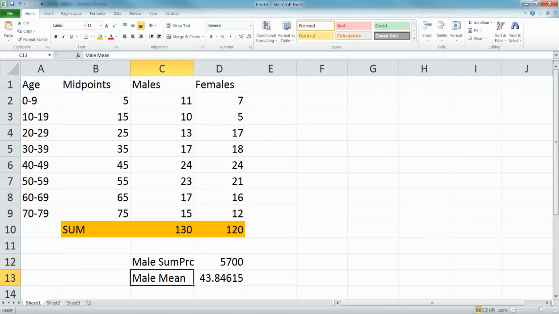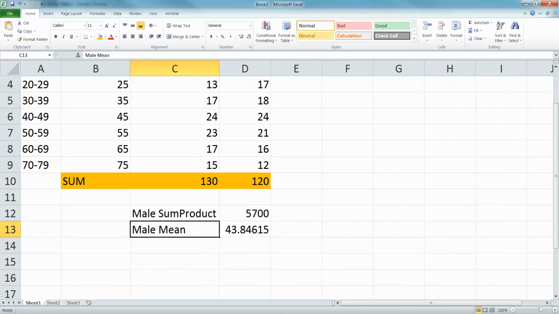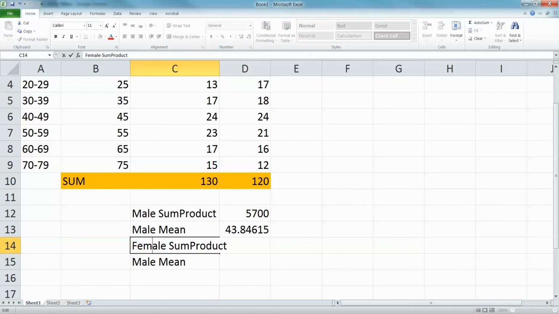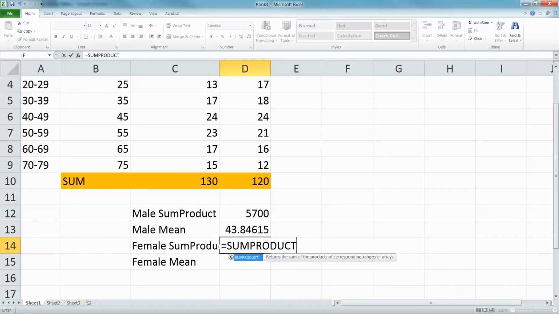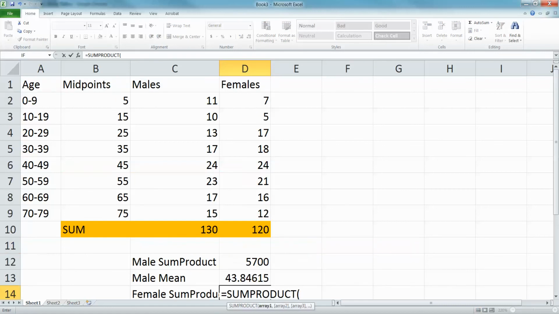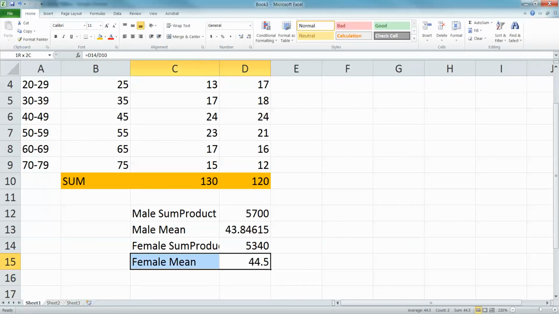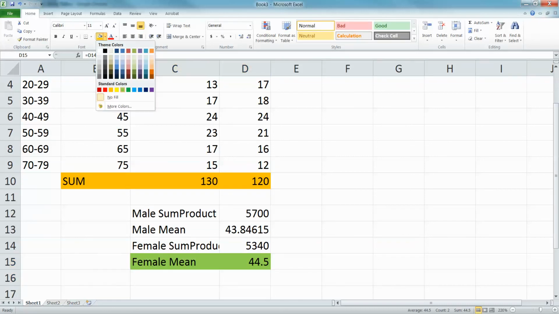Because you know what's coming, right? We're going to have to find the female. All right, well, it's not going to be that big of a deal. I'm going to copy and paste and just change the word here to female. Okay, so the female sum product equals sum product, parentheses. Then you say the midpoint array, B2 colon B9, comma, the female array right there. So there's the sum product if you bothered with a column for them. And then you have to take that cell, 5340, and you divide it by the sum for the females, which is 120, and there's your mean right there. So you've got the mean for the females.